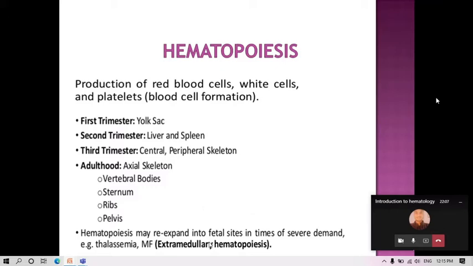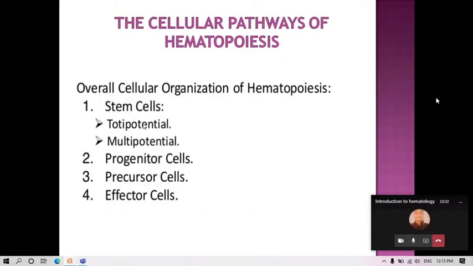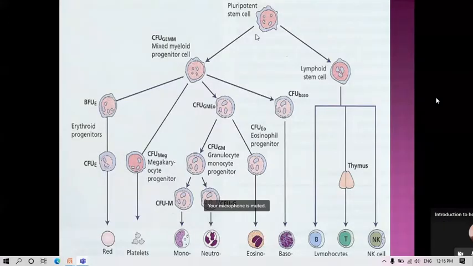So what are the cellular pathways of hematopoiesis? We should know that in the bone marrow we have stem cells, and the stem cells can be totipotential or multipotential. Then they differentiate into progenitor cells, precursor cells, and ultimately what we see in the blood are effector cells. Here in the diagram, these are the pluripotent stem cells. These pluripotent stem cells have unlimited self-renewal capacity. They can divide into any kind of mature cells.